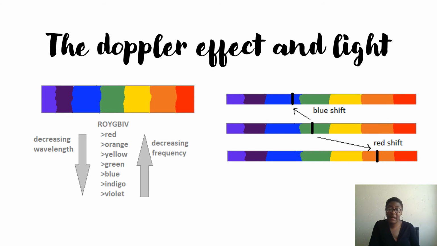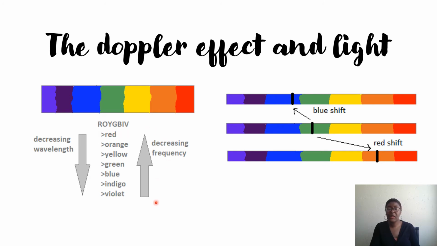The next part is to discuss the Doppler effect and light. Now, when it comes to your visible light spectrum, I suggest and recommend that you learn these colors in order. Use the acronym ROY-G-BEEF to help you remember red, orange, yellow, green, blue, indigo, violet.